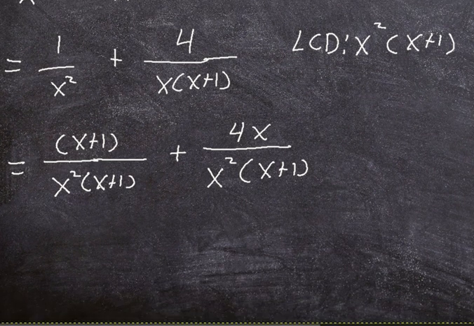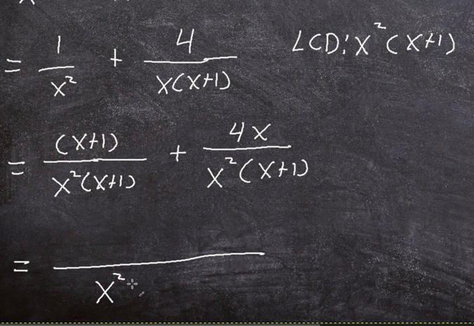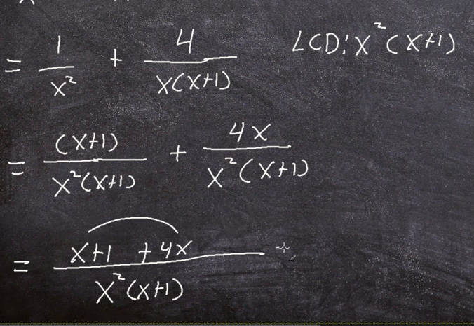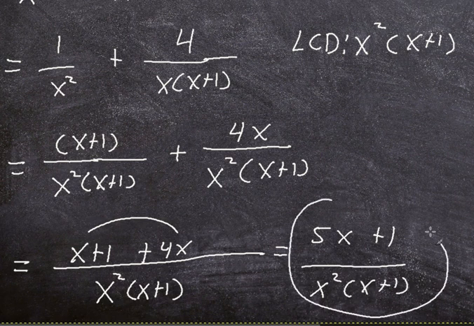Okay, now there's a little bit of simplification I can do and reducing, but that's pretty much it. Now let's see what happens. So I have everything over the same denominator, so that's great. I have x plus 1 plus 4x, and it looks like I could just add these together. So 5x plus 1, over x squared times x plus 1. And I think that looks pretty good. I'm going to leave it like this. I don't think we need to expand this at all. So yeah, hopefully that helps you.